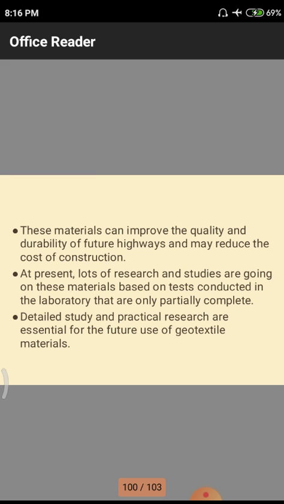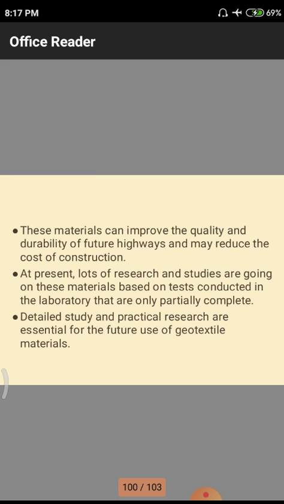These materials can improve the quality and durability of the future highways and may reduce the cost of construction. That means majorly we have to focus on the cost of construction. Nowadays, a huge amount of money is being invested in construction works simply by using cement and other binding materials. Those will cause a huge amount of pollution to the environment by releasing gases. That means those are simply toxic gases.